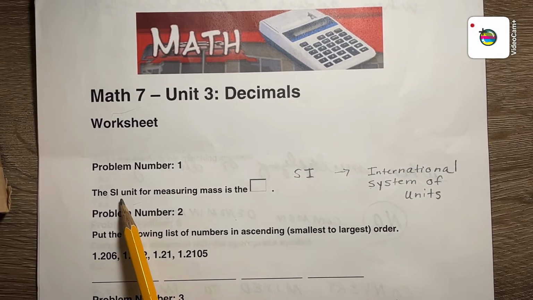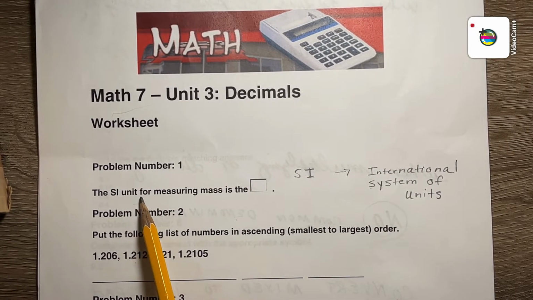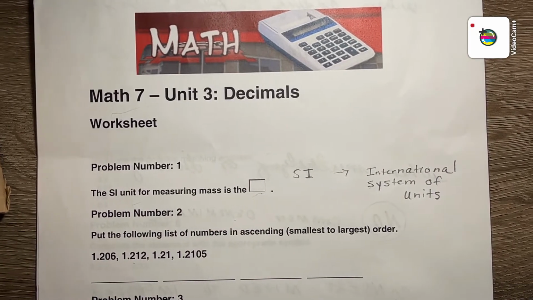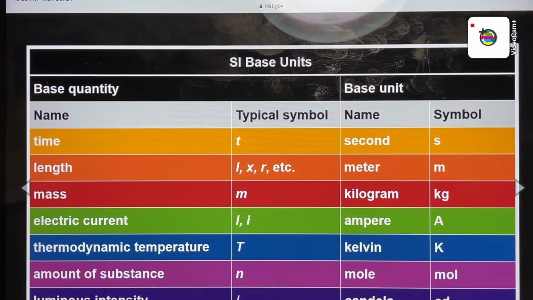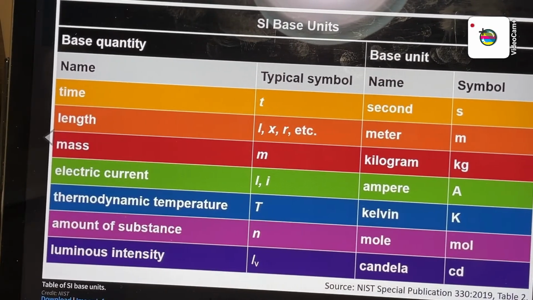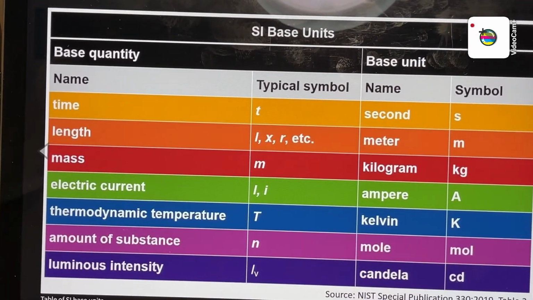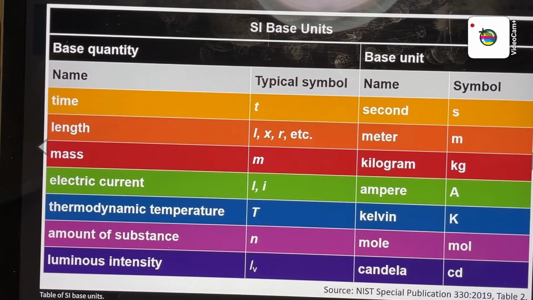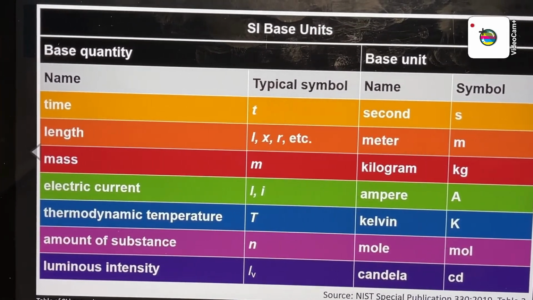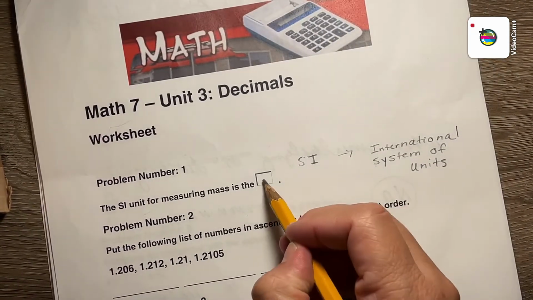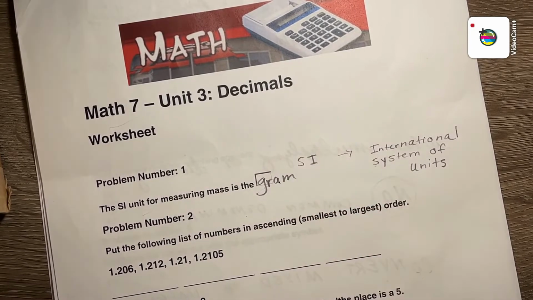The International System of Units unit for measuring mass is the what? Most people say it is the kilogram for mass. These are the 7 basic units in the SI system: time, length, mass, electricity, temperature, and so on. But in this unit, we just say gram, not kilogram. So the answer is gram.